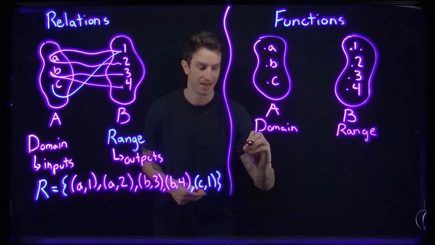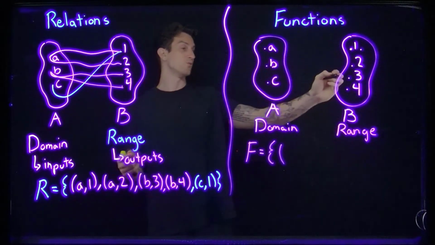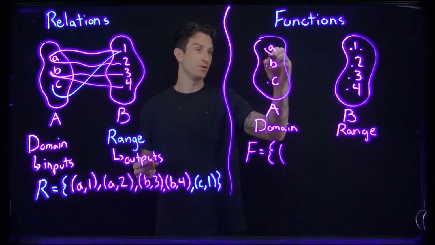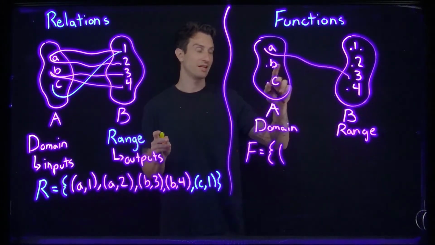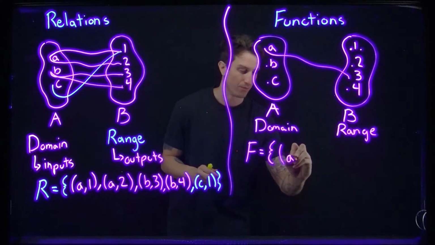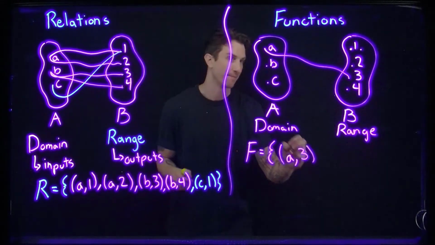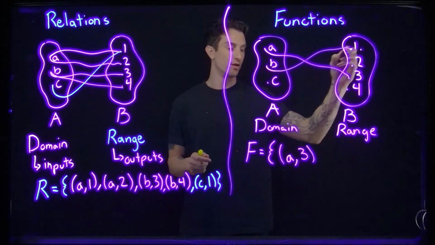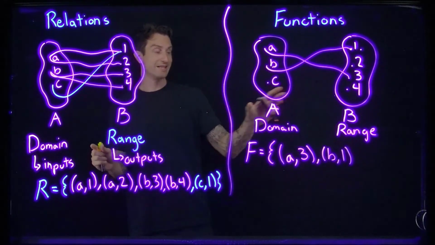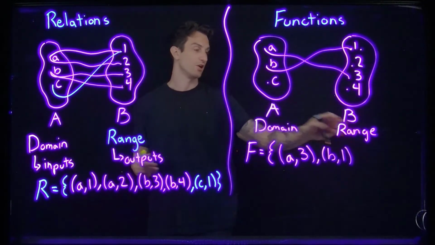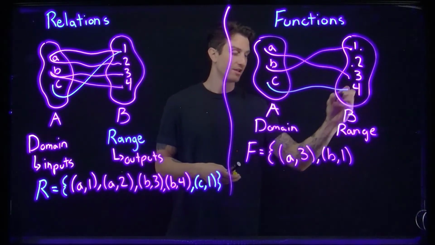I'll call this F for function, equal to the set. If I choose A to be related to, pick whatever you want, let's go with 3. A can only be related to 3, nothing else. A can't go with 1, it can't go with 2, it can't go with 4. Think of A as already done. Once it's related somewhere, it's out. Can't be chosen again. Let's go with B. We'll say it's related to 1. Again, once B is related to something, it can't go with any other thing in our range. And we'll say C goes with 4.